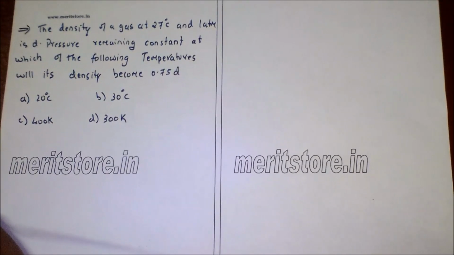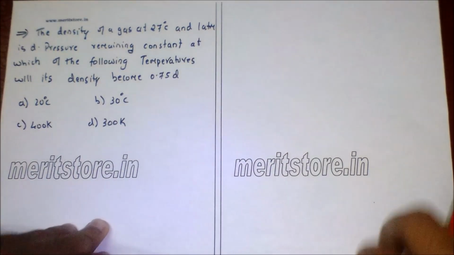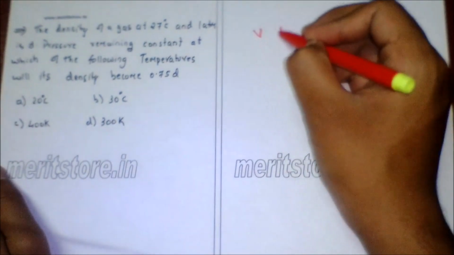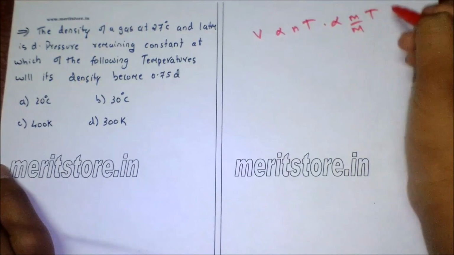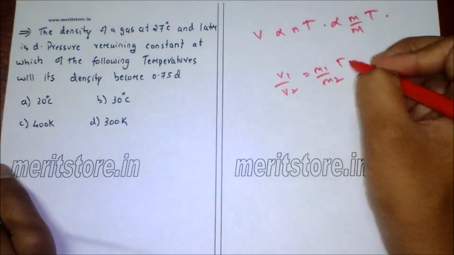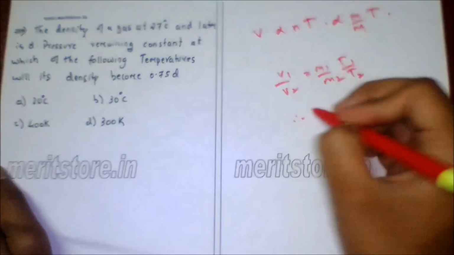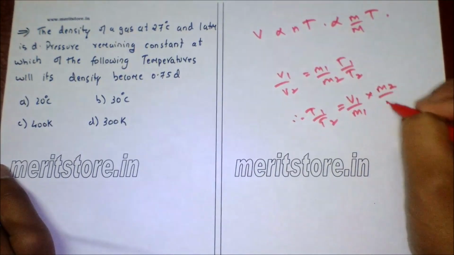The density of gas at 27 degrees Celsius and 1 atmosphere pressure is D. Pressure remaining constant, at which of the following temperature will the density become 0.75 D? So we know that in the following question, volume is directly proportional to number of moles into temperature, which is directly proportional to mass upon molar mass into temperature. So V1 upon V2 is equal to M1 upon M2 into T1 upon T2. Therefore, T1 upon T2 is equal to V1 upon M1 into M2 upon V2.